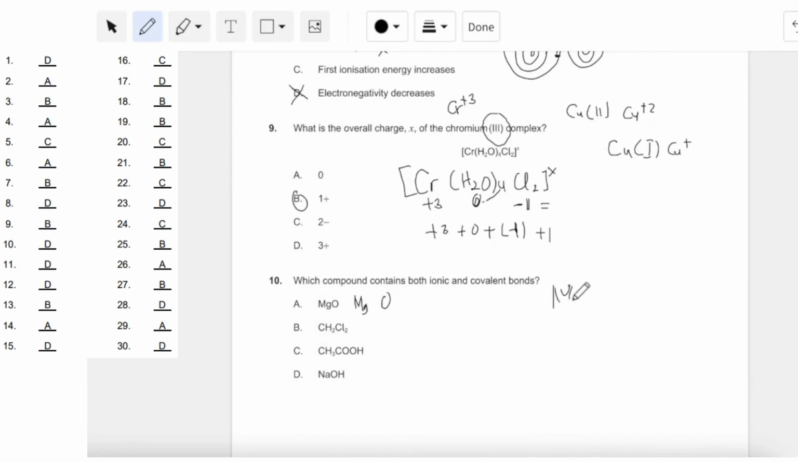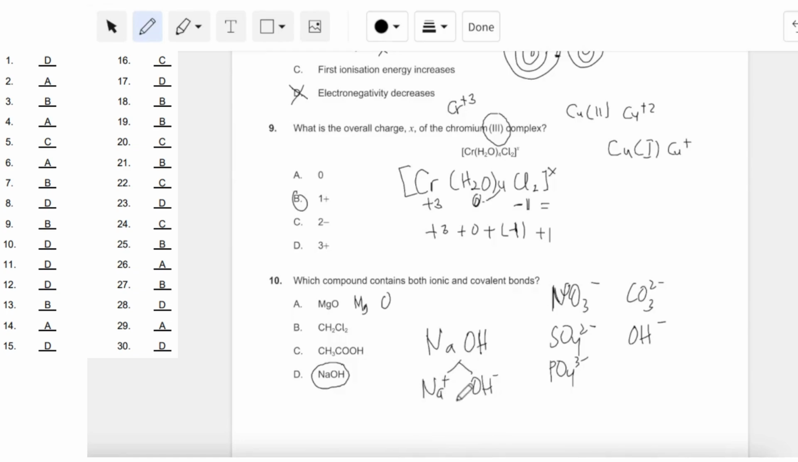For example, NO3 minus nitrate, SO4 2 minus, PO4 3 minus, CO3 2 minus, OH minus, things like that. So in this case, it's going to be NaOH. If we want to break it down, the polyatomic ion is OH, so it's Na plus and OH minus. Between Na plus and OH minus is an ionic bond, and between O and H is a covalent bond.